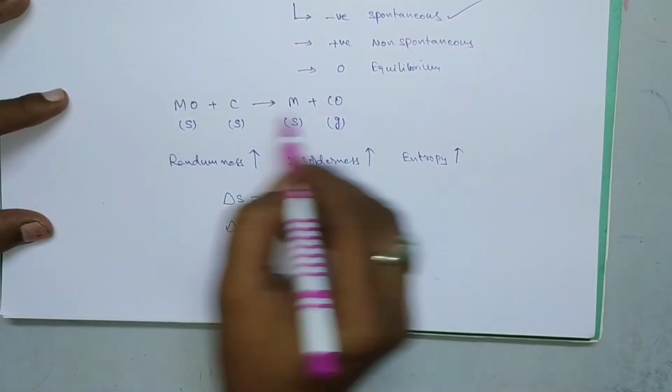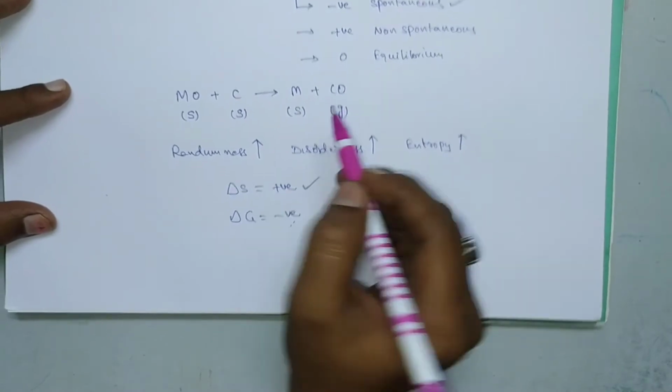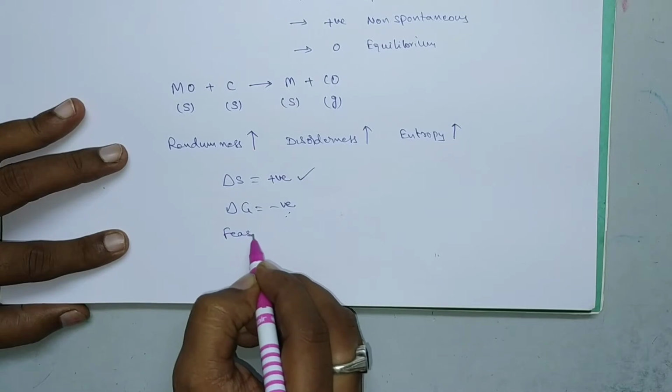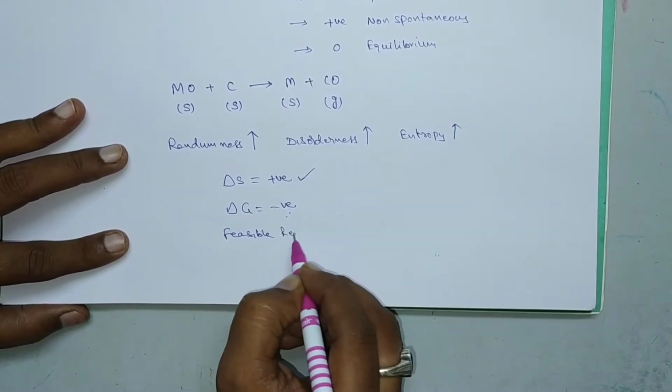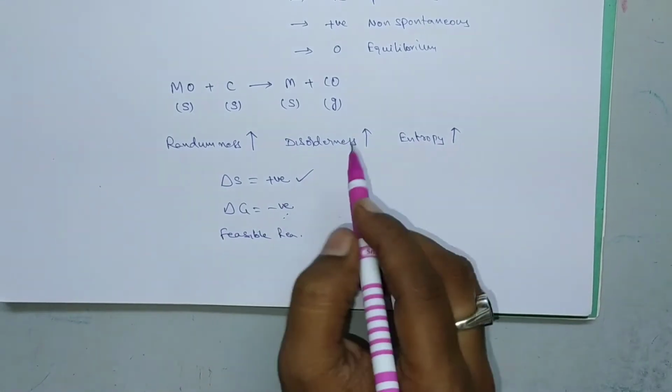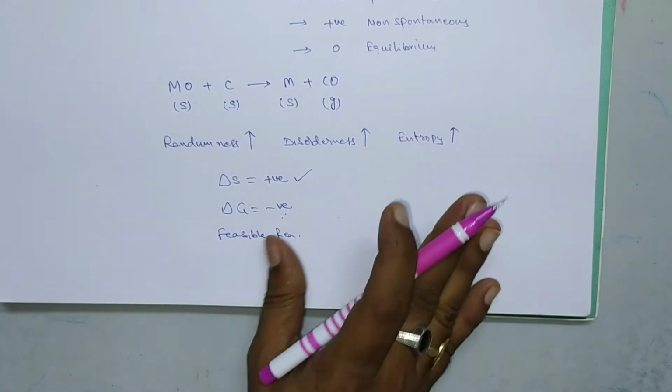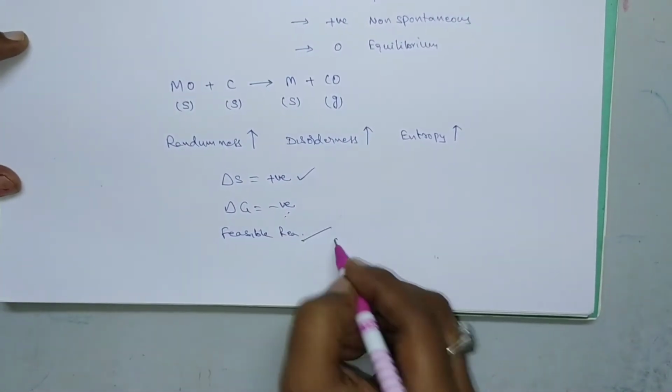That is why this reaction is spontaneous. This is a more feasible reaction. If the delta G value is negative, then the reaction is said to be more feasible. So it is the spontaneous reaction.